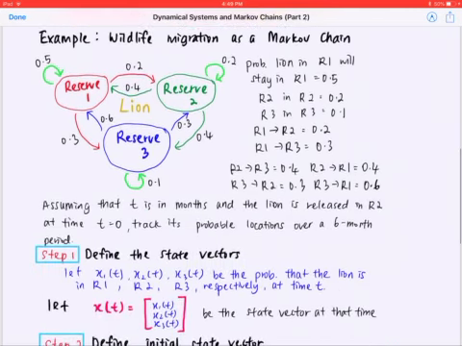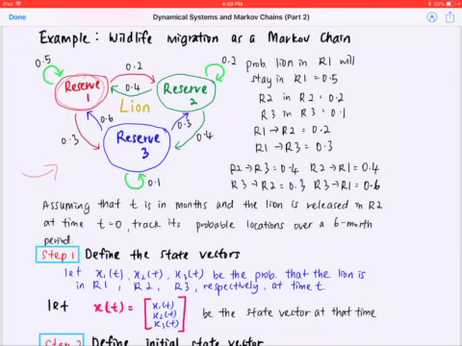Now let's look at another example. Here is wildlife migration as a Markov chain. If you read the example from the textbook, or maybe the questions from the textbook, this is the diagram that I summarized. So you need to know how to interpret or how to sketch this diagram. It will ease your understanding and answering the calculation later on.